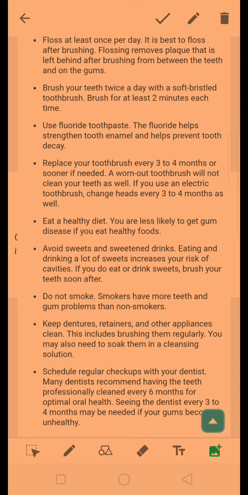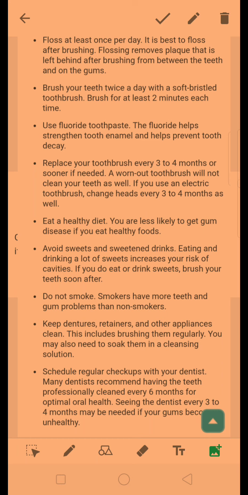Next, fourth point is replace your toothbrush every 3 to 4 months or sooner if needed. A worn out toothbrush will not clean your teeth as well. If you use an electric toothbrush, change heads after 3 to 4 months as well. Then you should eat a healthy diet. You are less likely to get gum disease if you eat healthy foods. Next point, avoid sweets and sweetened drinks. Eating and drinking a lot of sweets increases your risk of cavities. Next point is do not smoke. Smokers have more teeth and gum problems than non-smokers.